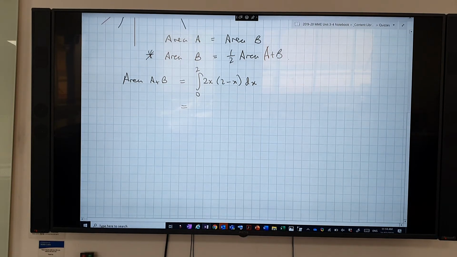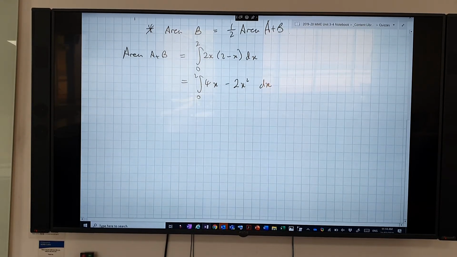Okay. So, are we all happy with this? Yes. So what we can do now is, you can't do it as it is at the moment. What do we need to do to this one so we can do it? Expand it, yeah. What's 2x times 2? 4x minus what? Dx. So now we've got this. That's showing we're going to integrate it.